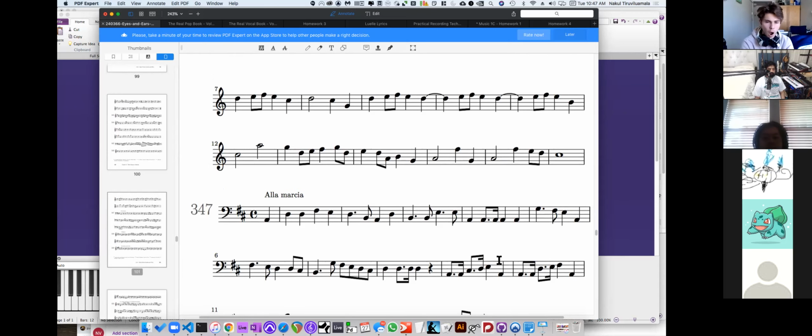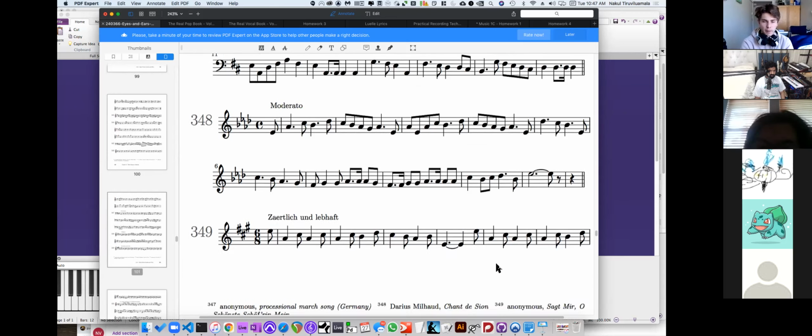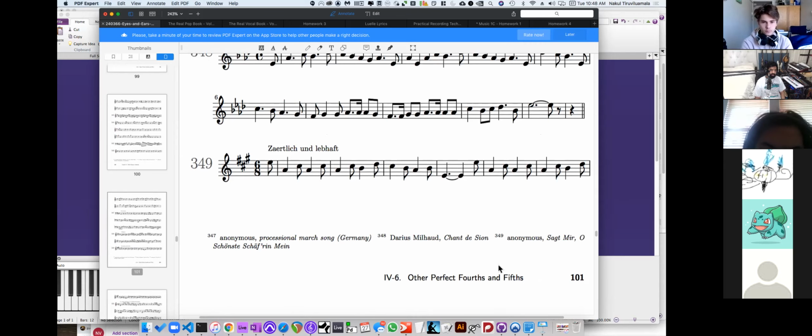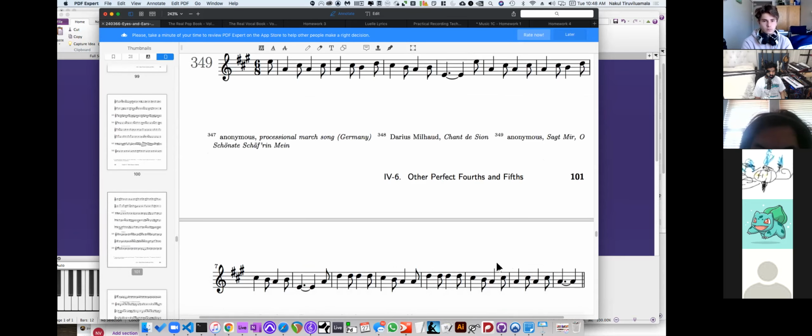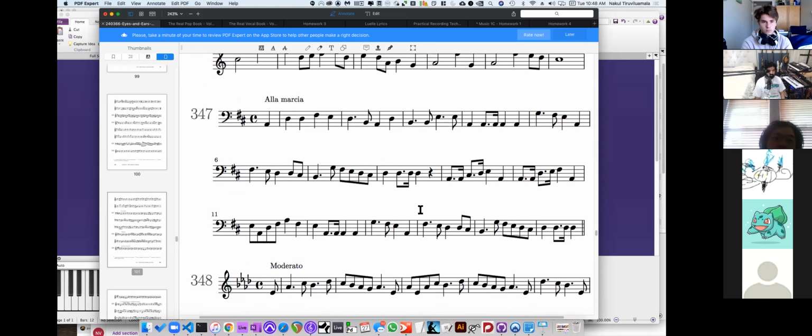Are these all? Oh, interesting. Okay. There's lots of interesting exercises here. Professional march song from Germany. Okay. So we're in the key of D major. What we're dealing with at the beginning is so, because this is A, and A is the fifth in the key of D major.